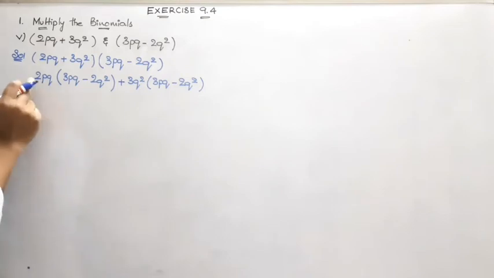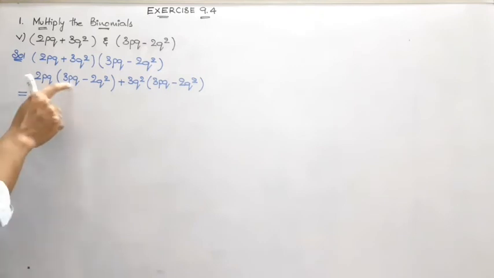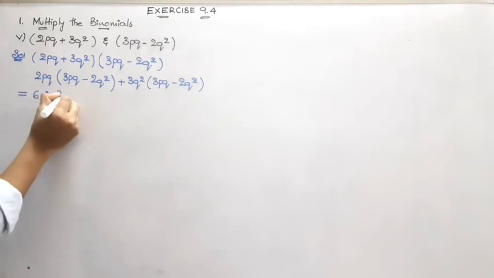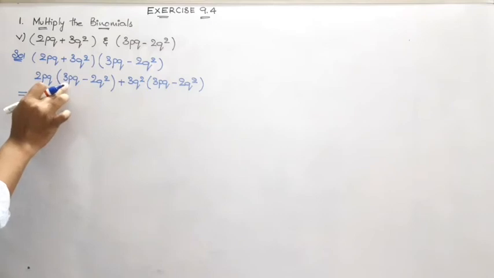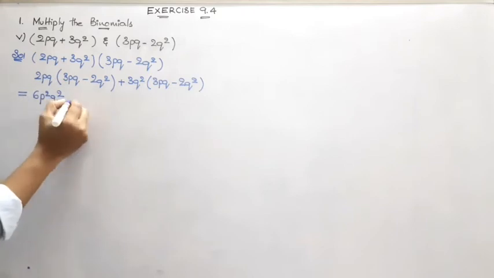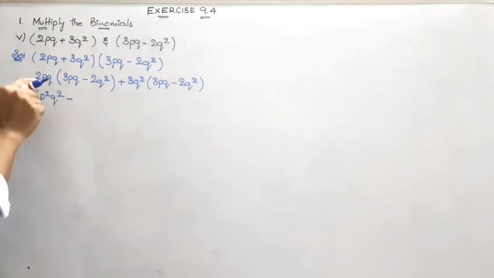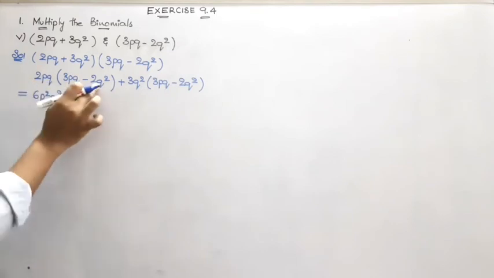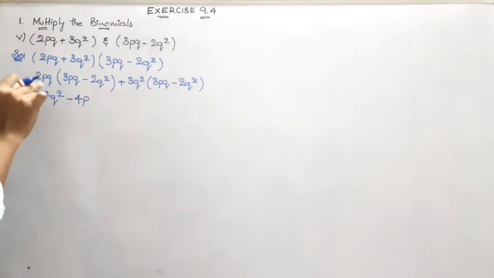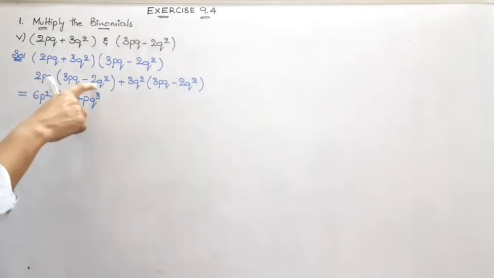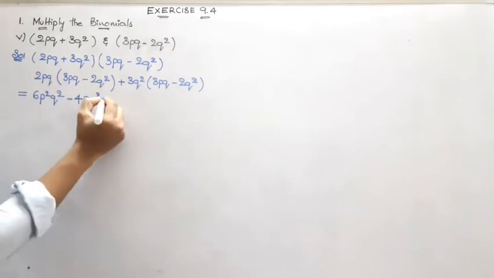So which gives, first the numbers, 2 into 3 gives us 6, p into p, p square, q into q, q square. Now plus into minus, minus, multiplication of numbers, 2 into 2, 4. Here p we have, but there is no p term, so you can directly write that p. q into q square gives us q cube. Done with the first multiplication.